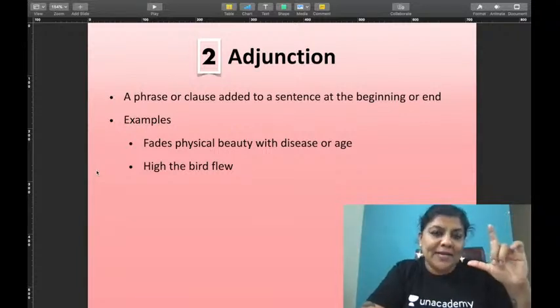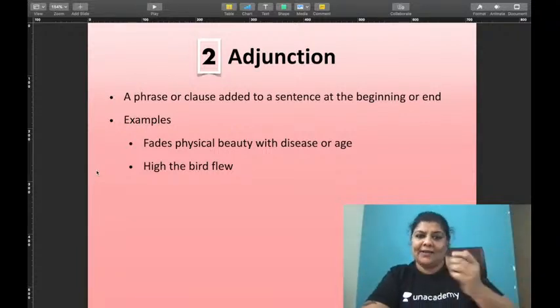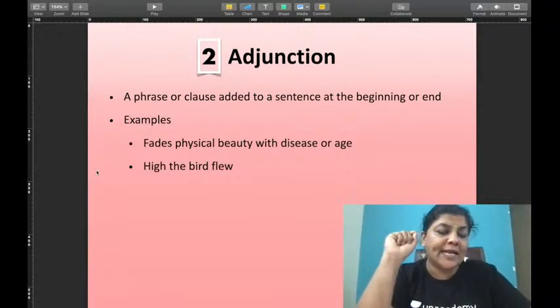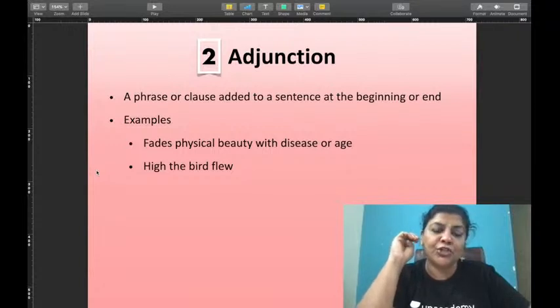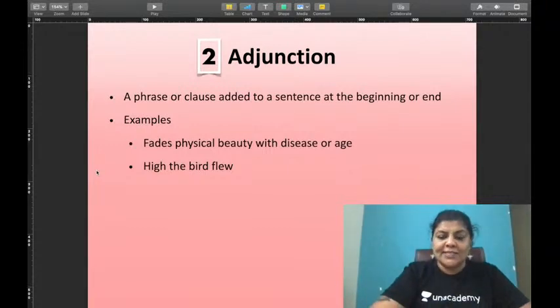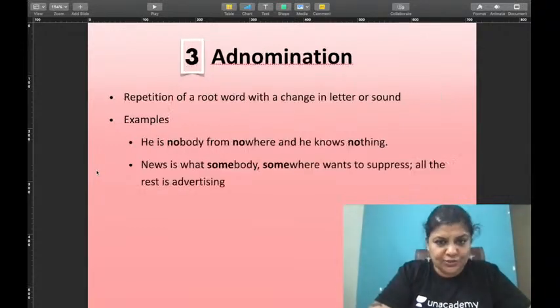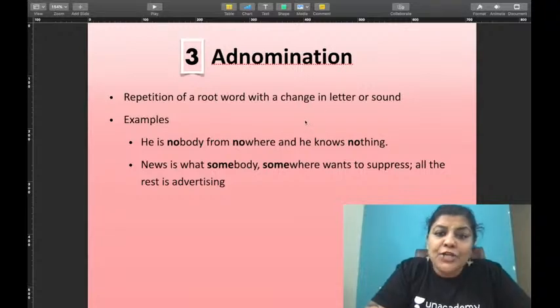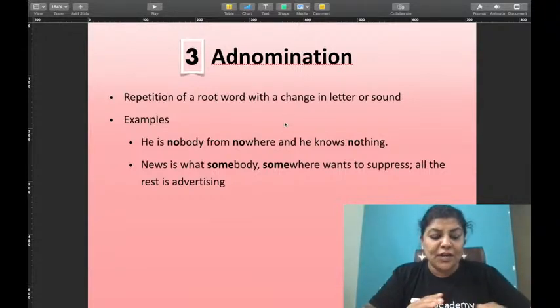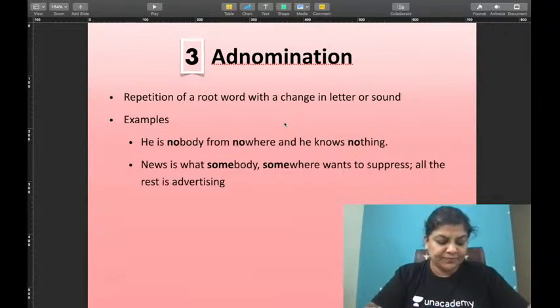Adjunct, the word meaning itself is clear. It is adding. I am just introducing all these figures of speech to you. You should take down the names or do your own research based on this. Then you will have amazing knowledge. Adnomination means it's a kind of repetition. There are several kinds of repetition.